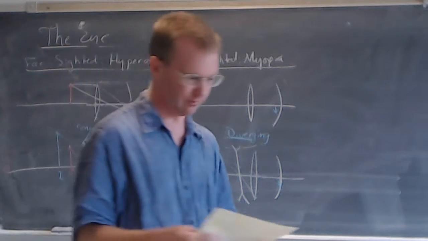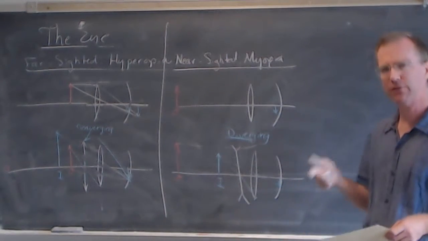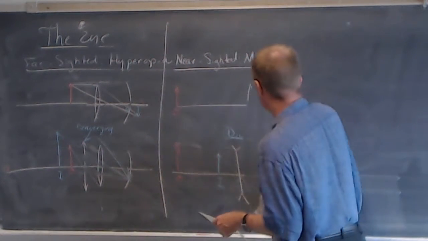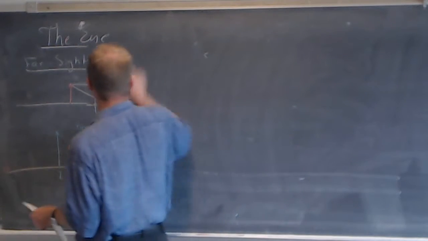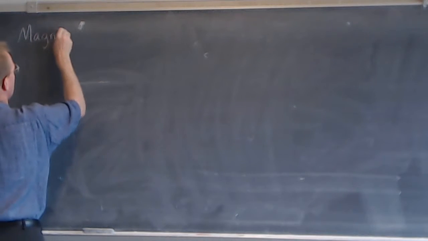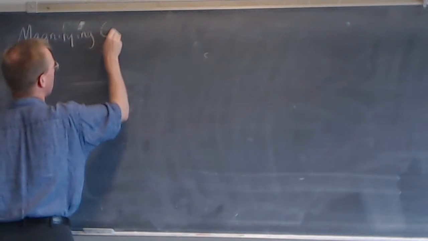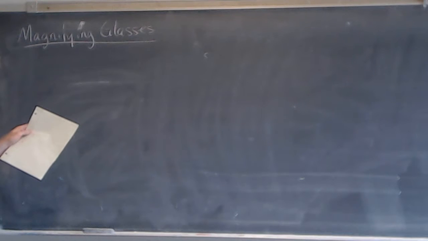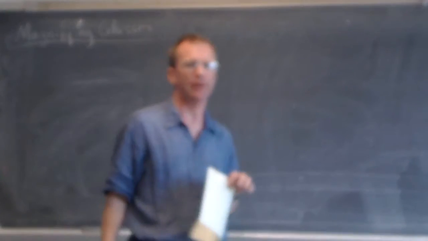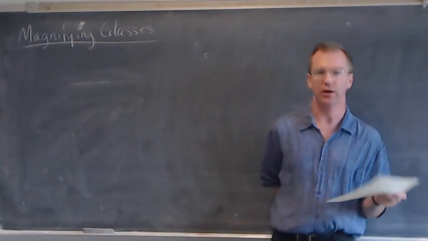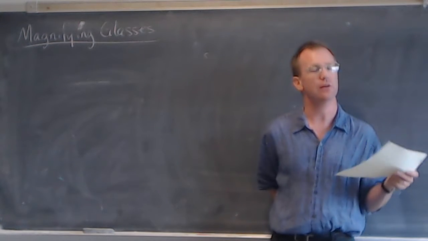Now let's take a look at magnifying glasses and briefly microscopes and telescopes. Okay. We've already talked about the lateral magnification. If an object is 3 feet high, but the image is 1 inch high, you've got that ratio of 1 inch to 3 feet, which gives you the lateral magnification.